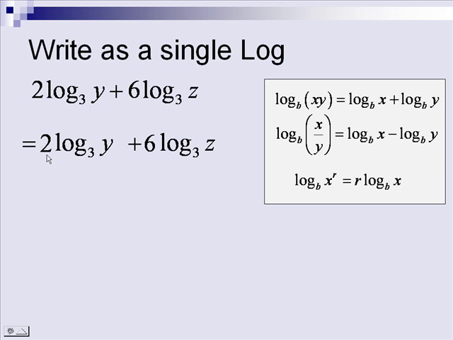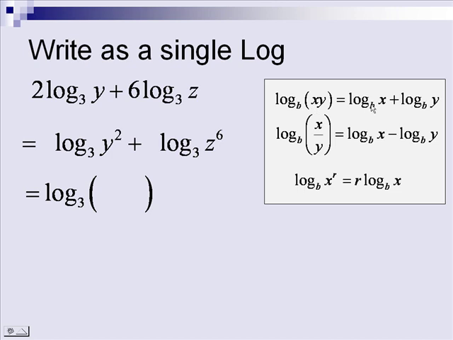So using property 3, that 2 is now going to become a square on the y, and the 6 is now going to become a 6 power on the z. So we got log base 3 of y squared plus log base 3 of z to the 6th. What we can do next is use our sum to product rule.